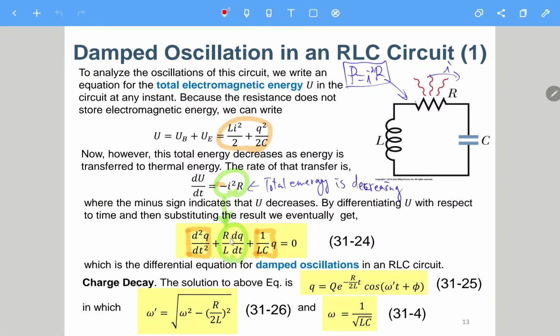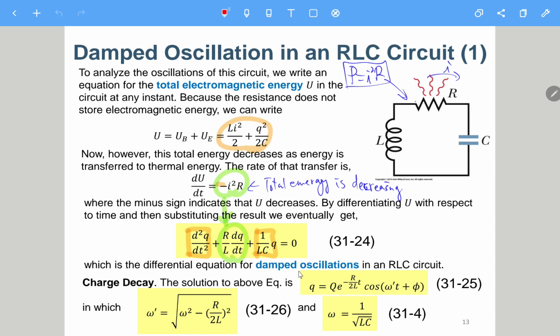R over L dq dt. Okay. So you can try to refer to the previous thing. I don't try to write it out. Okay, so you can get this still second order ODE, but due to this energy loss, we have the first order term, which makes it a little bit more difficult.